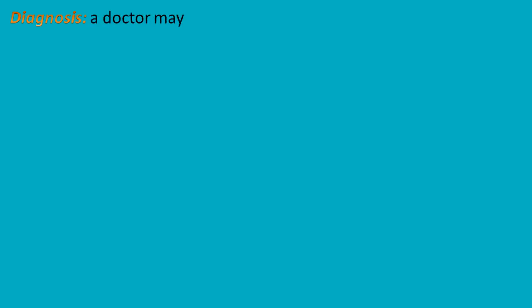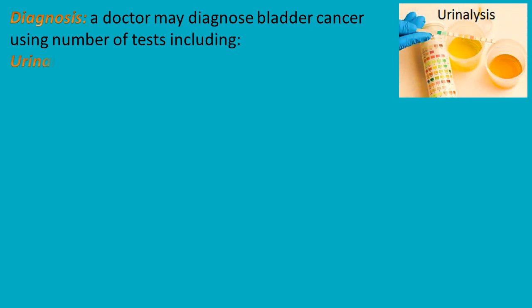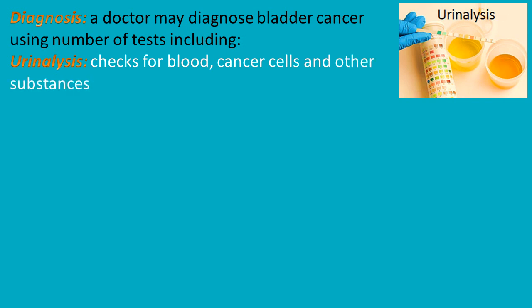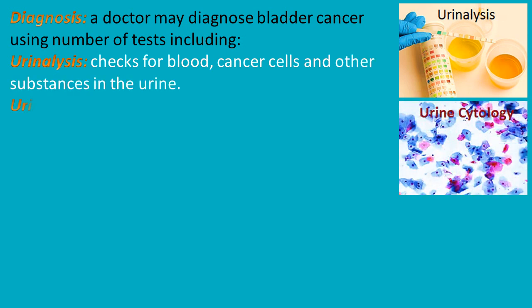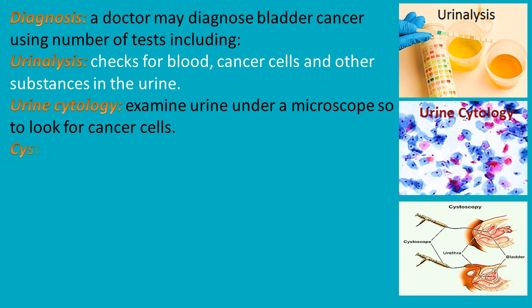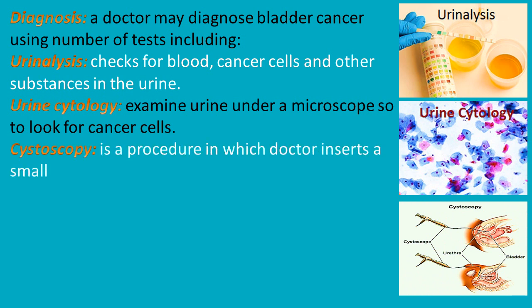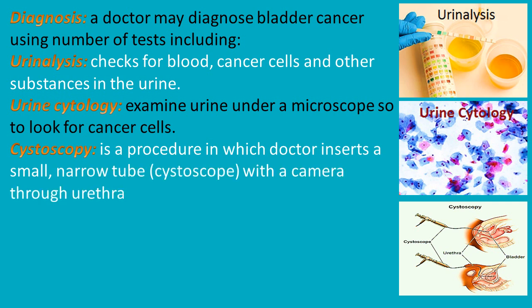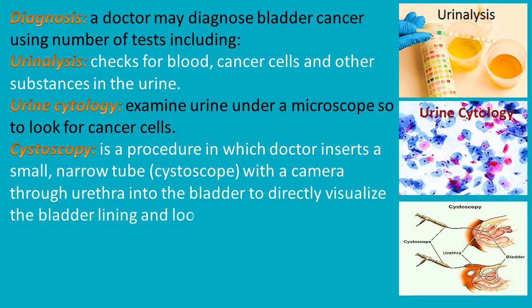Diagnosis: a doctor may diagnose bladder cancer using a number of tests, including urinalysis, which checks for blood, cancer cells and other substances in the urine. Urine cytology: examine urine under a microscope to look for cancer cells. Cystoscopy is a procedure in which the doctor inserts a small, narrow tube, a cystoscope, with a camera through the urethra into the bladder to directly visualize the bladder lining and look for tumors.